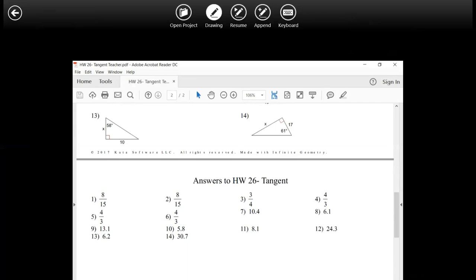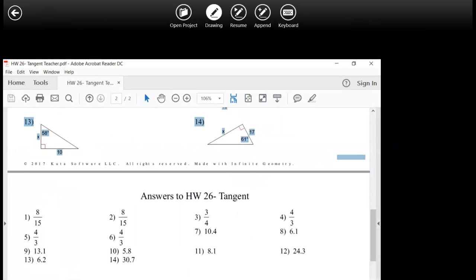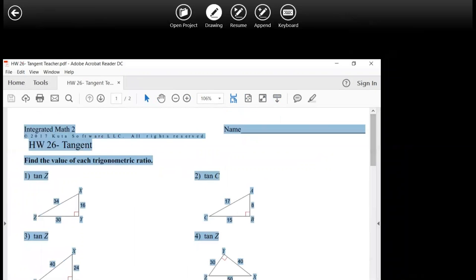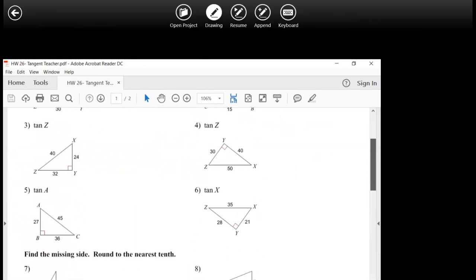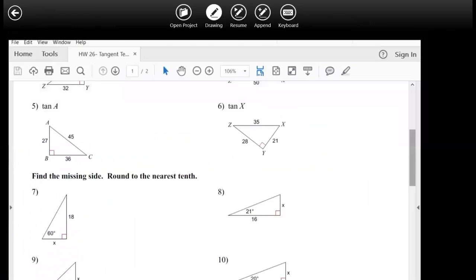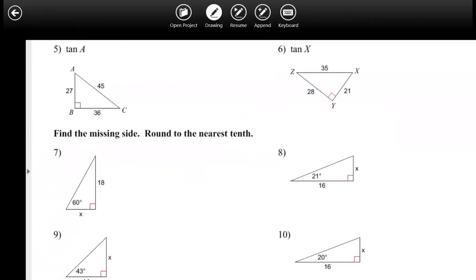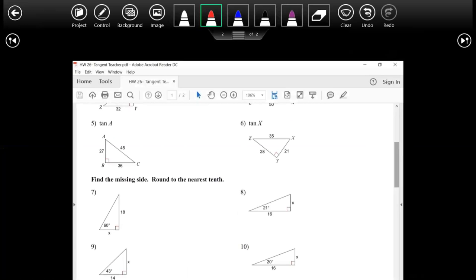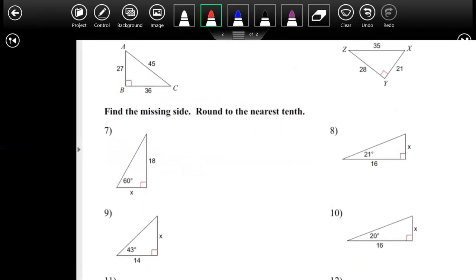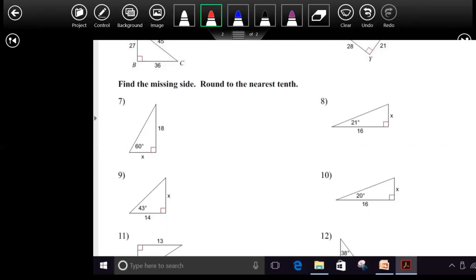So do we round the decimals? Number seven. Let's do number seven. I heard some requests. They're rounding them from this one, but you don't have to. Not on the test.